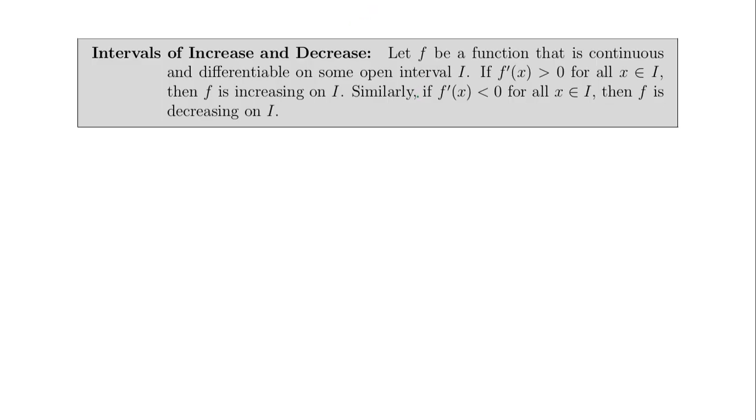Now, there's an important result that I mentioned that we're going to get to, and that's this one here. So here's our big result. This is going to help us find intervals where a function is increasing and decreasing. So let's pretend that we've got a function f that's continuous and differentiable on some open interval I. We don't know what the interval is. We don't really care. If the derivative, f prime of x, is positive for all x in I, remember that's what that symbol means, then we could say that f is increasing on that interval. And similarly, if the derivative is less than 0 for all x in I, then f is decreasing.